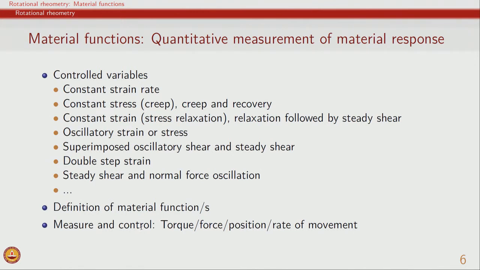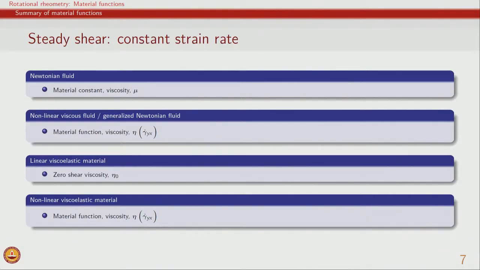So, now what we will do is we will quickly go through and review and make sure that we again keep in mind what the different material functions are for each and every mode that we have defined in class. So, the first one is, for example, steady shear. Steady shear implies constant strain rate, okay. And what is the material function that is defined? Viscosity.